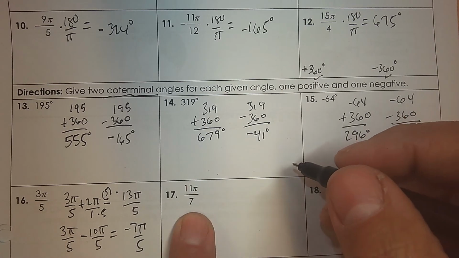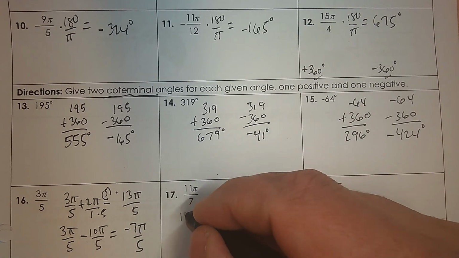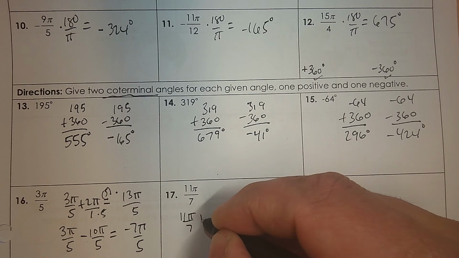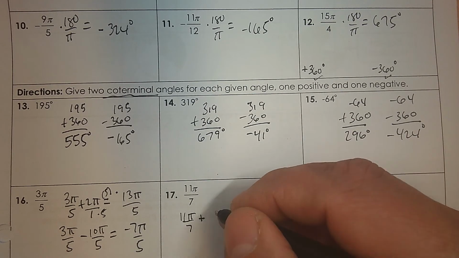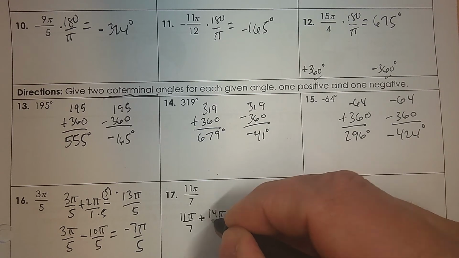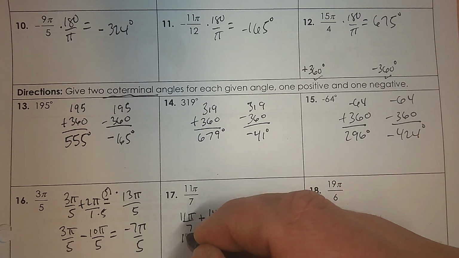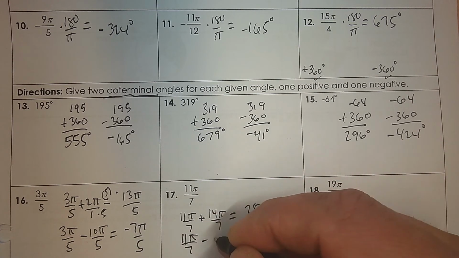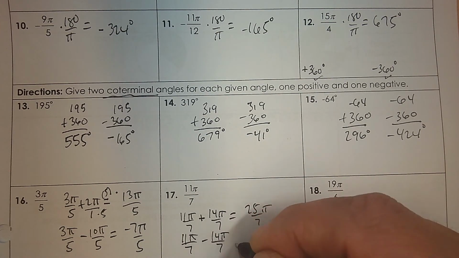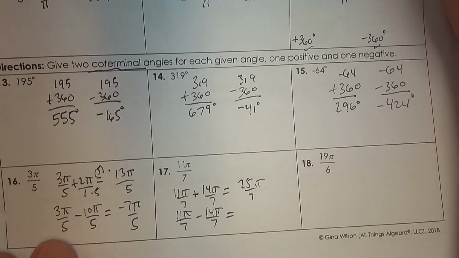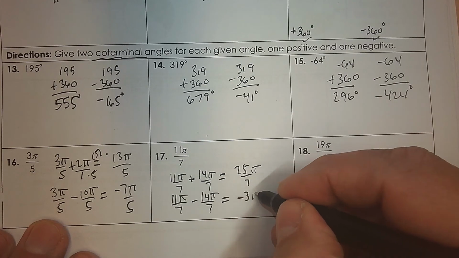So 11 pi over 7. We're going to add 2 pi. And with common denominators, that would be 14 pi over 7. So that would be 25 pi over 7. And then we're going to subtract 2 pi. Again, with common denominators, it would be 14 pi over 7. And that would give you negative 3 pi over 7.